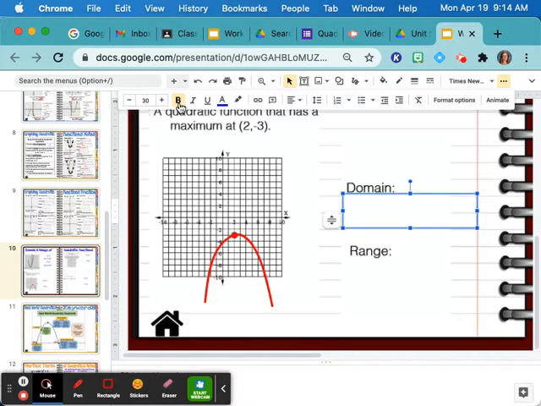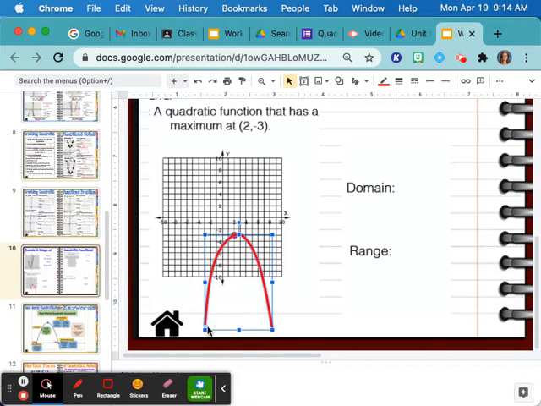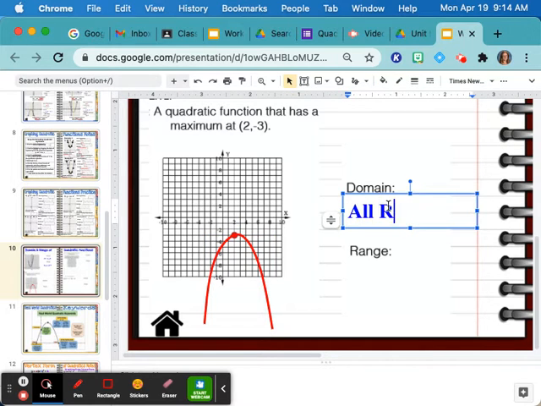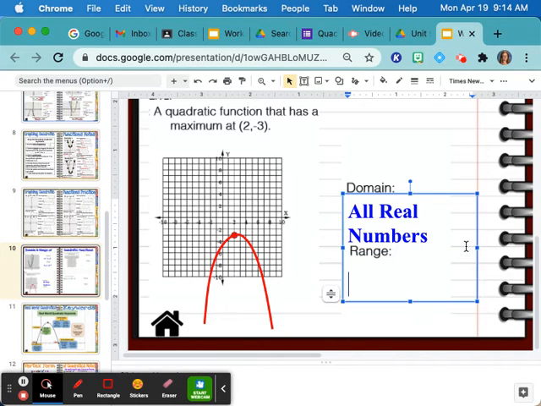So let's look at what would be the domain from left to right. If this is a quadratic function, isn't it going to continue on and on and on? Yes. So domain is all real numbers. But the range. Range talks about how high and how low. How low does it go? Can I keep on going down the y-axis? To what? Forever. And then how high does it go? Negative 3. Negative 3. So y is going to be something negative 3.